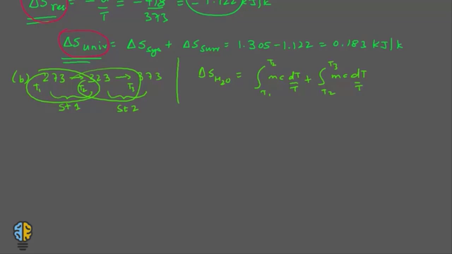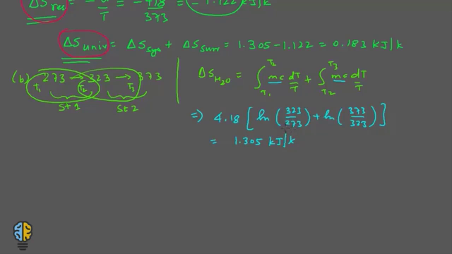So let's put in the values. You can take mc to be common, so you'll have 4.18 into 1 and log of 323 by 273 plus log of 373 by 323, and when you put in the values in your scientific calculator, this comes out the same as before, which is 1.305 kilojoule per Kelvin.